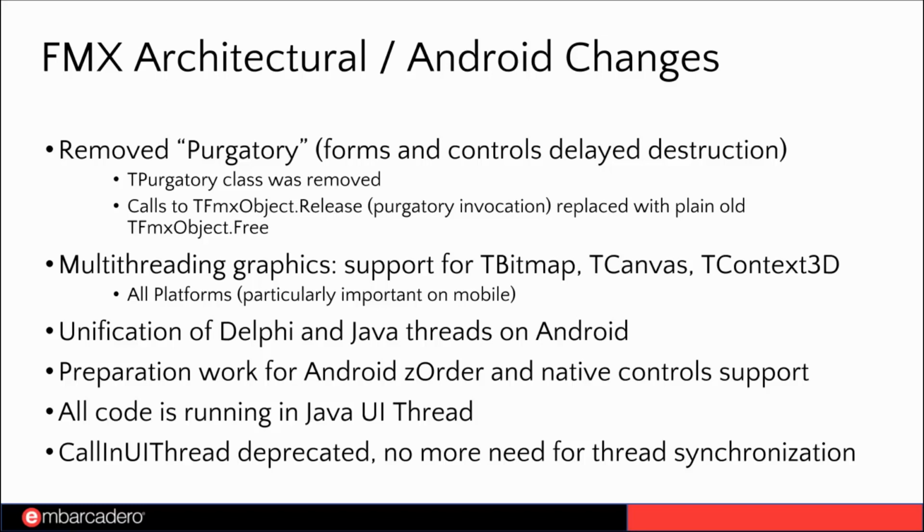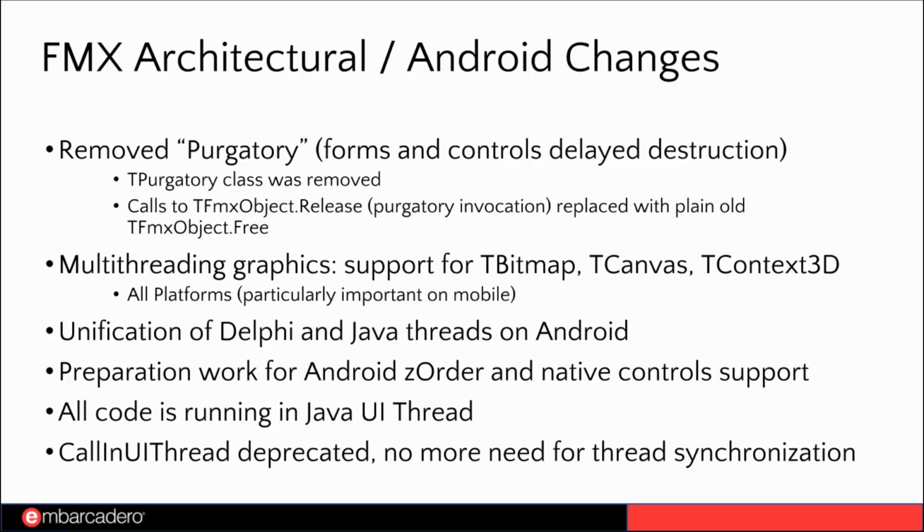And some of these changes were also made in preparation for the Android Z order and native control support, which we're planning on introducing in the future. Now, another great new feature that we've added to FireMonkey in 10.2 is multi-threading support for TBitmap, TCanvas, and TContext3D. We've also added new FireMonkey styles for macOS and Android Wear that you can easily apply to your application using the stylable component.